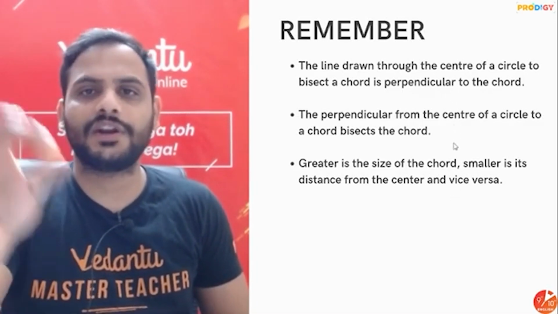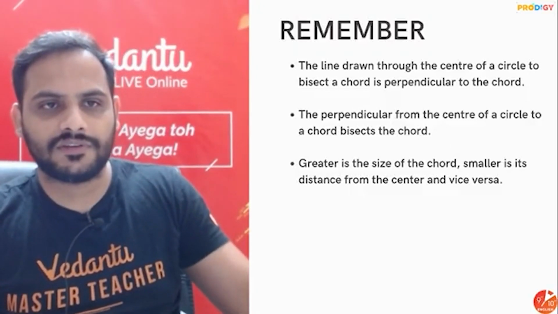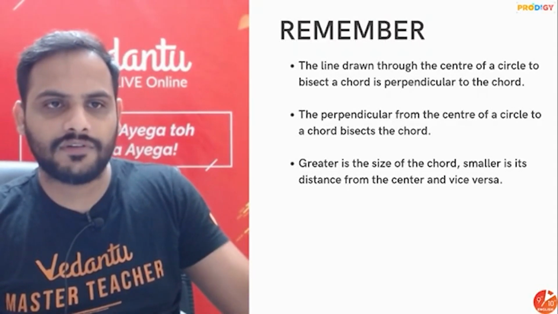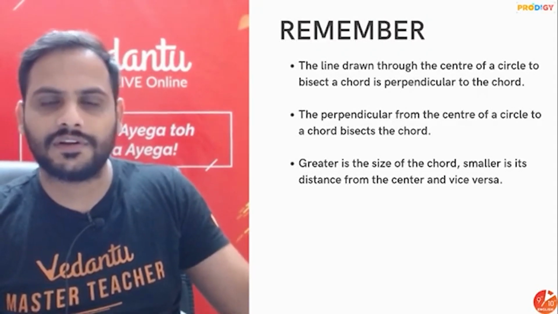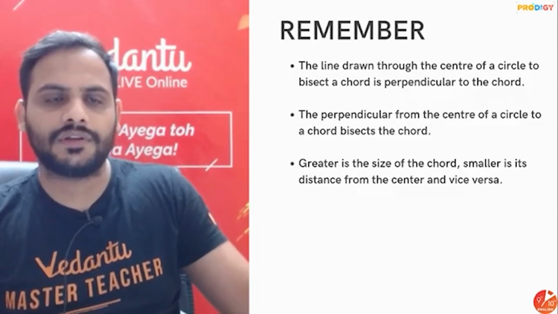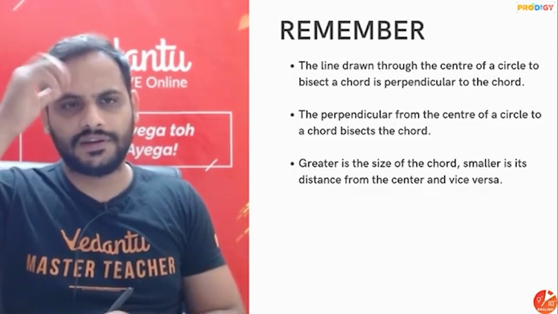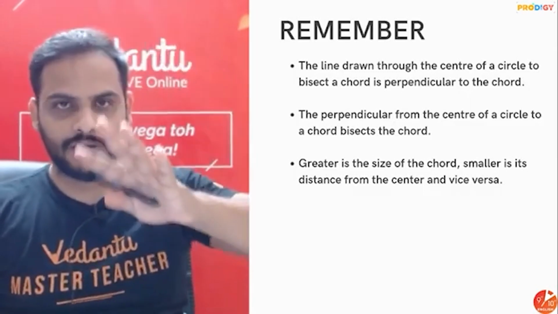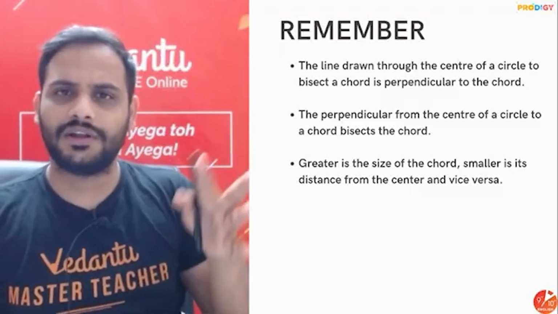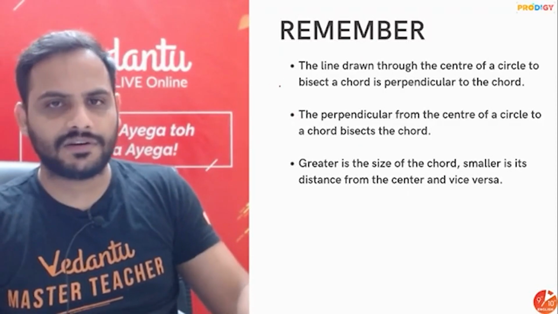Now, these are the theorems which you have studied in the previous grade. The line drawn through the center of a circle to bisect a chord is perpendicular to the chord. So if you see, suppose we have a chord over here, and let's say this is the center of the circle. If I join the midpoint of this chord with the center, remember, this line which is joining the center with the midpoint of the chord is perpendicular to the chord. Its converse is also true. If you draw a perpendicular from the center to any chord, that perpendicular will bisect the chord.